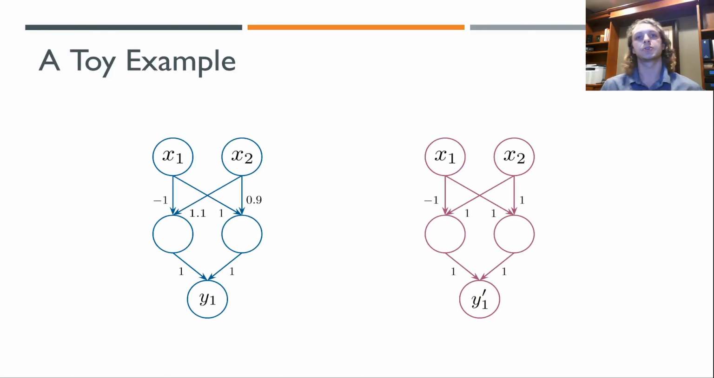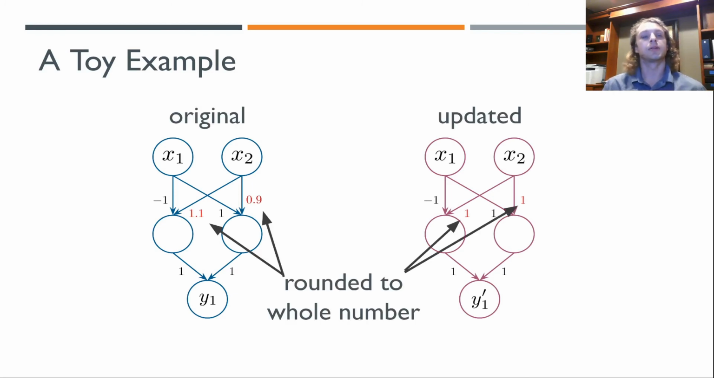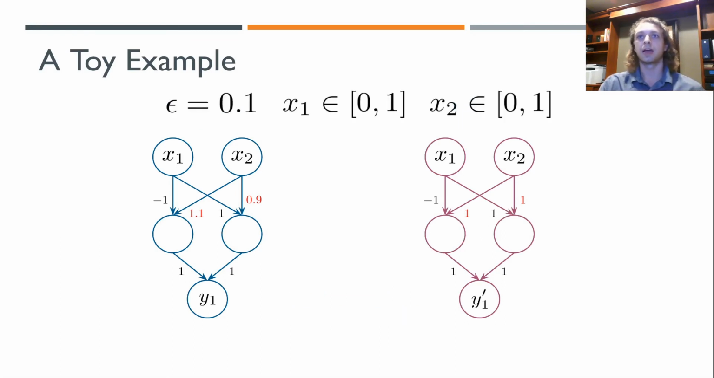So I'll illustrate on a toy example. On the left side, we have an original network, and on the right side, we have the updated network. And the difference between the two is that we took the weights of the original and rounded them to the nearest whole number. And we're interested in proving that the difference in outputs between these two networks is less than 0.1 when x1 and x2 can take values between 0 and 1.